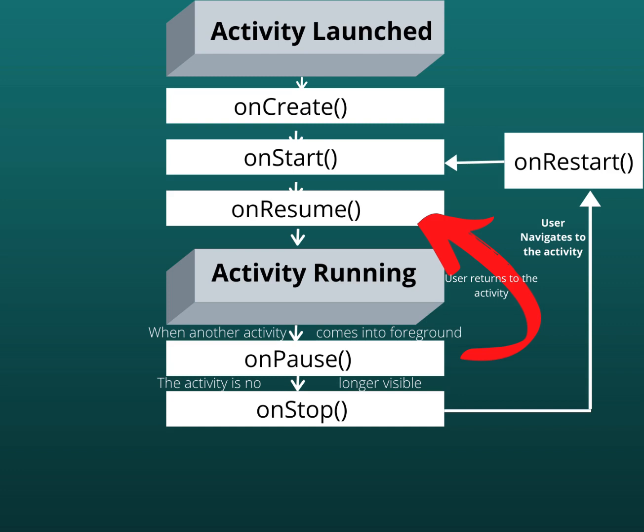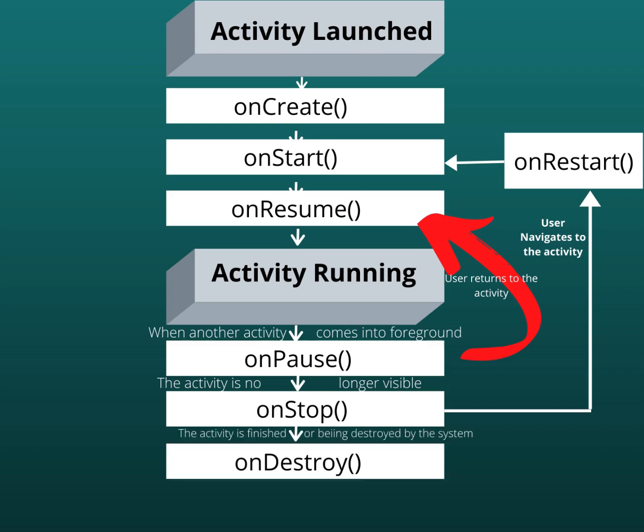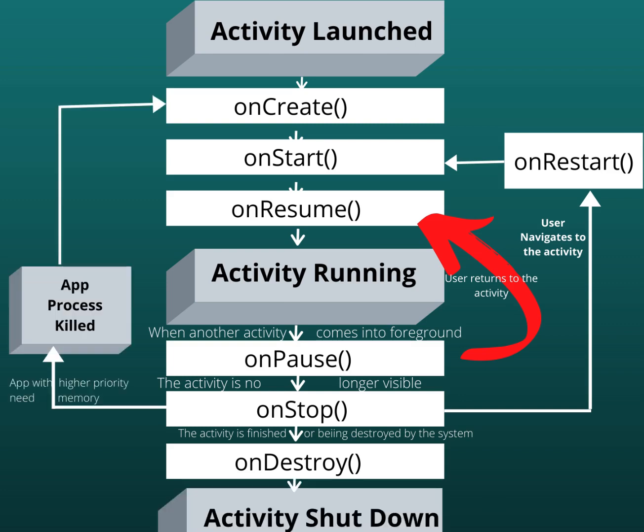Now the last one is onDestroy. It is called when the activity is destroyed and removed from memory. Let's say we are on the main activity A, and we press the back button and close the application. In that case, onDestroy will be called and the activity closes. So that's all about the lifecycle methods of an activity, and in the next session we'll see how to implement that in an application.